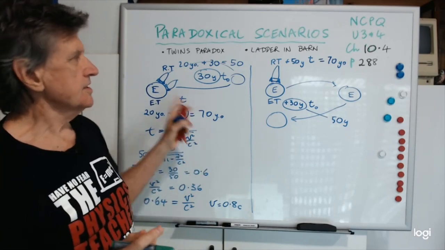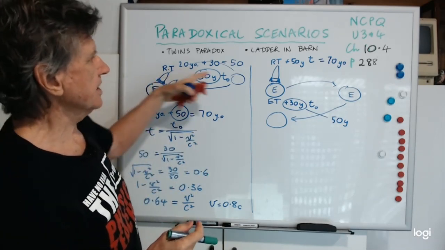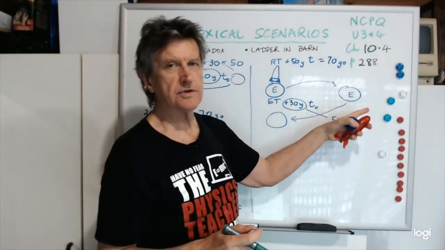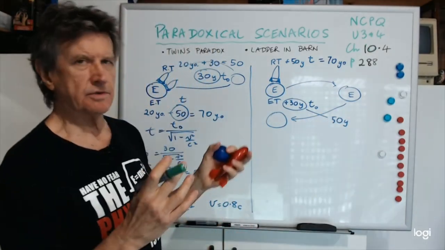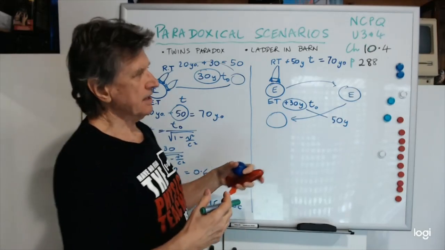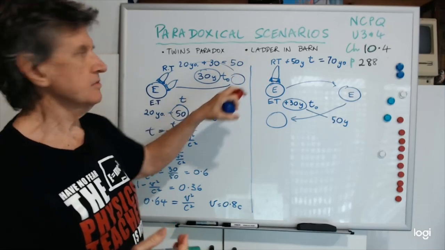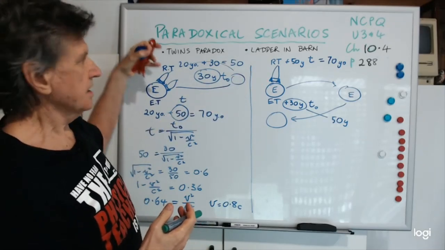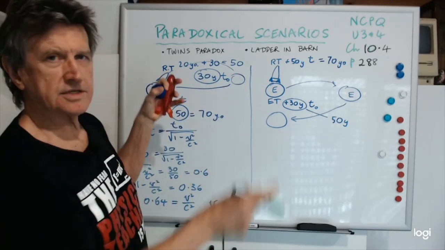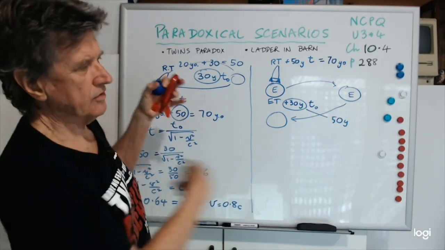The question is, which one is really moving? Is it the rocket ship that moves or is it the Earth that moves? Now you could say, well, the rocket ship is lighter and smaller, the Earth's not going to move. But this doesn't have to refer to Earth and rocket. It could refer to any two objects that are together, and you have to consider which one is going out and coming back, whether it's the rocket or the Earth.